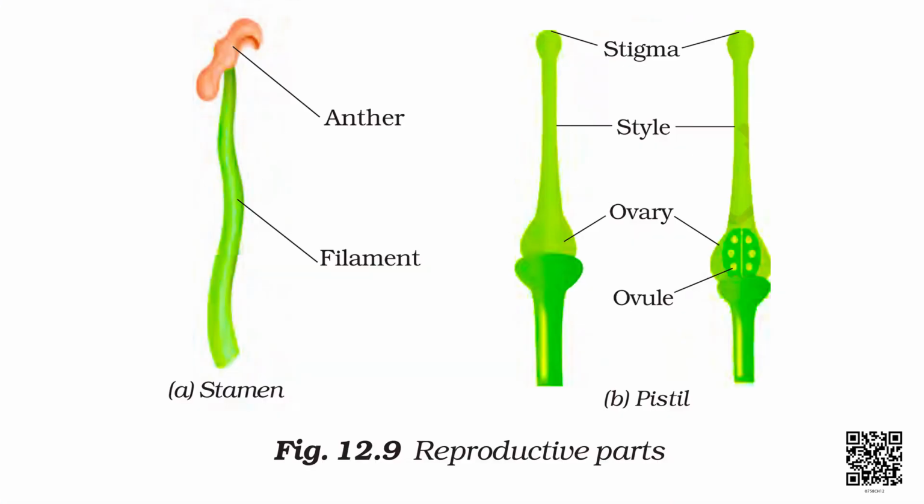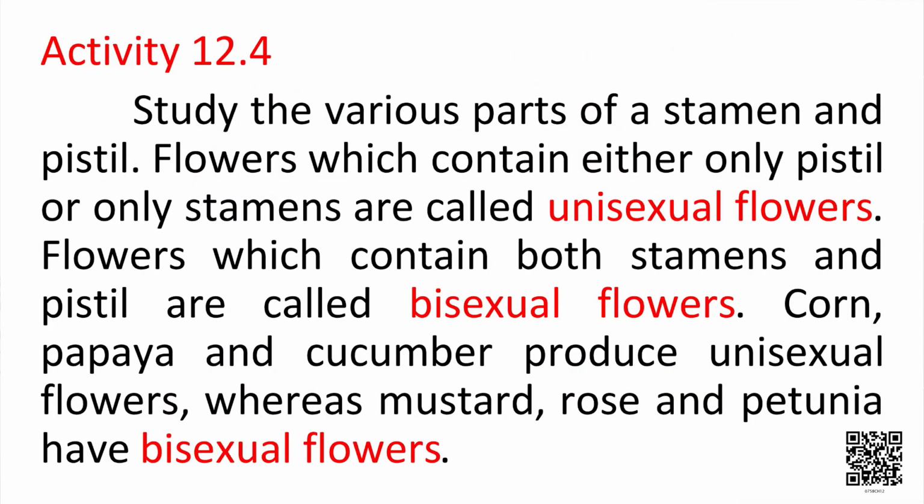We will take a mustard or a china rose or a petunia flower and separate its reproductive parts, and then we will study various parts of a stamen and pistil. Flowers which contain either only pistil or only stamens are called unisexual flowers. Uni means one. And flowers which contain both stamens and pistil are called bisexual flowers, where bi means two. Now corn, papaya and cucumber produce unisexual flowers, whereas mustard, rose and petunia have bisexual flowers.